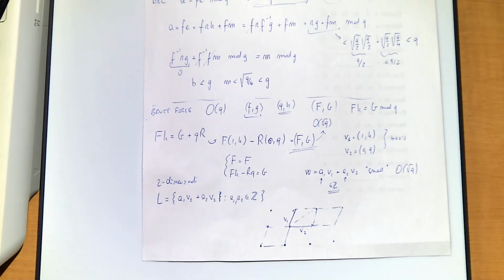Now you can imagine, what if I take, for example, 3 vectors? Then it's a 3-dimensional lattice. It's like these points in space. And vice versa, you can now do it with larger dimensions, and it's the same thing. You can easily imagine this generalizes, right?